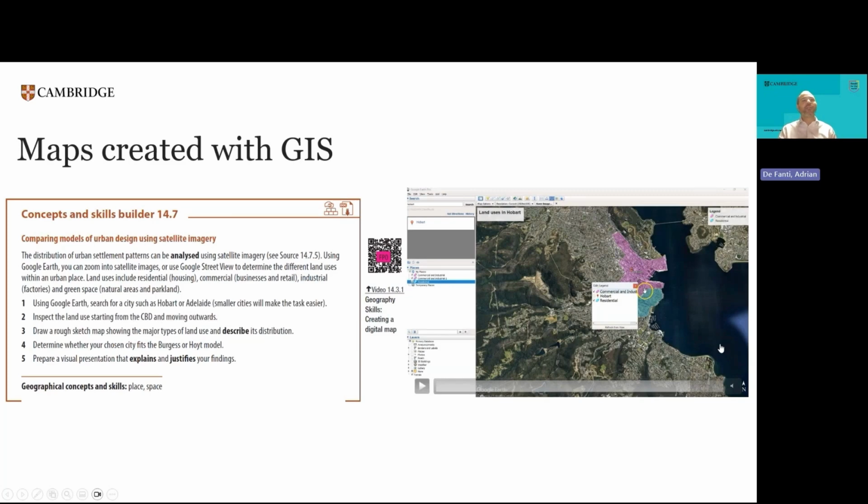And this is the sort of skill that won't just be used in lesson 14.7 in Year 8, but a skill that students will develop and be able to use in Year 9 and Year 10. And even if they study geography at VCE level, this is certainly a skill that they can bring with them and add to their toolkit.